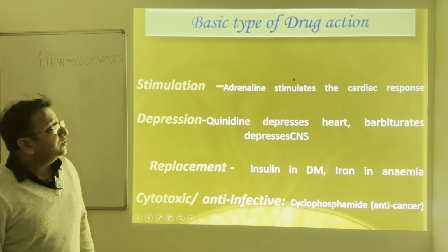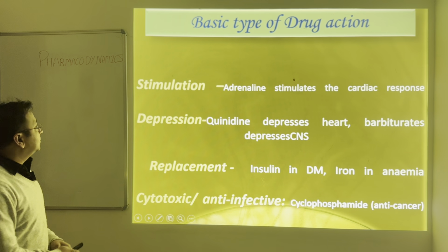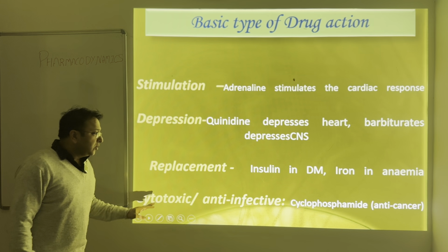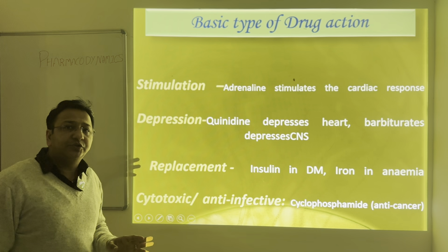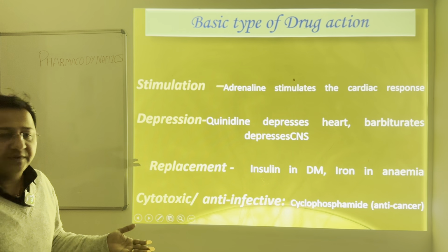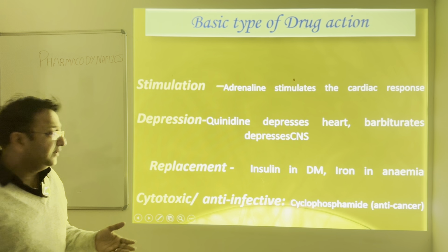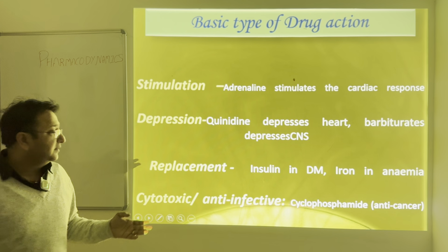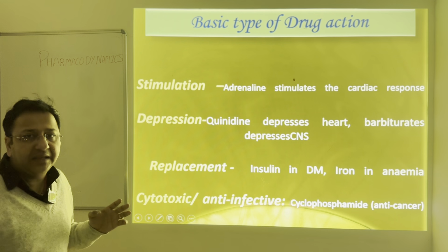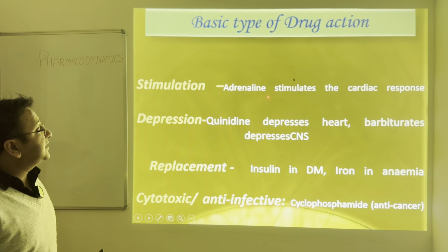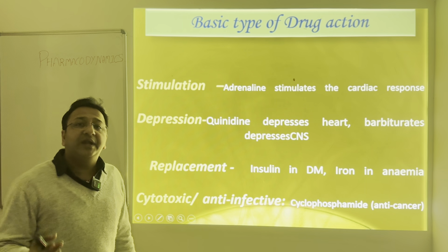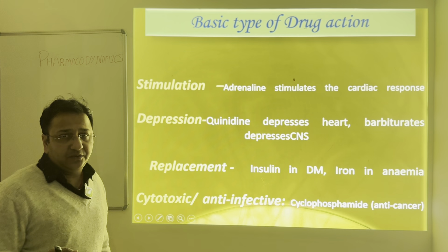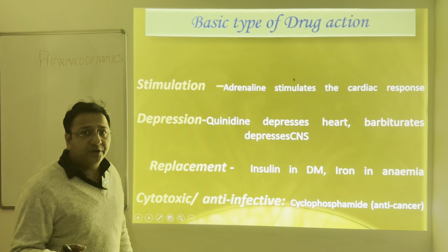So now come to the basic types of drug action. A drug can either stimulate or depress, or we have replacement also, like for diabetes mellitus we have insulin, we all know. For anemia we have iron, and cytotoxic or anti-infective drugs, like anti-cancer drugs such as cyclophosphamide. We'll see that in the anti-cancer part. Stimulation, like adrenaline. Adrenaline stimulates the cardiac response. How does adrenaline stimulate the cardiac response? You can go through that lecture also in the video.